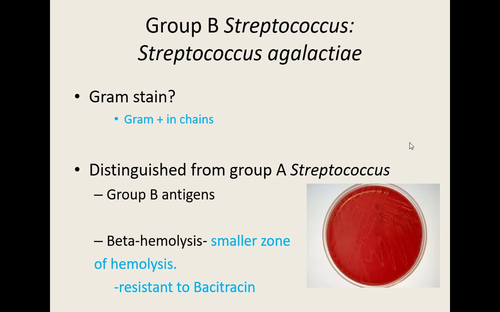So bacitracin is very effective for strep pyogenes, but Streptococcus agalactiae is resistant to it, which means if you're resistant to an antibiotic, it will do absolutely nothing. The bacteria will grow right up to the antibiotic because that antibiotic has no effect on them whatsoever. And so knowing what antibiotics are useful or effective against different bacteria can actually help us identify the bacteria. And then we know how to treat it as well.